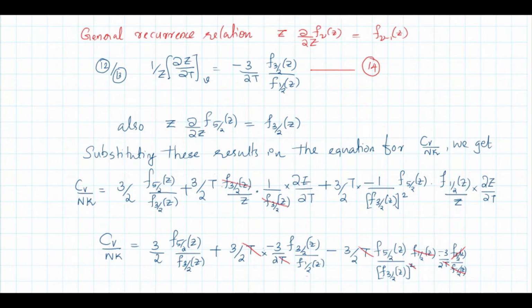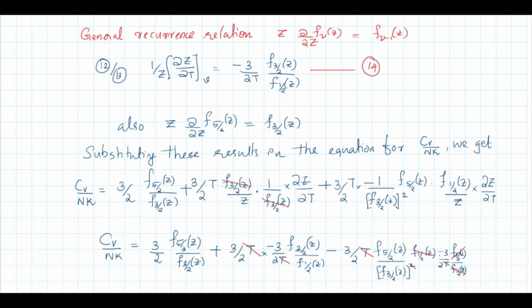What is 1 by z dou z by dou t? From here it is minus 3 by 2t into f3 by 2 by f half. Now you can cancel many times. T and t will cancel. This t and this t will cancel. F half will cancel. f3 by 2 will cancel. Now if you consider the first term and last term, you have f5 by 2 by f3 by 2.